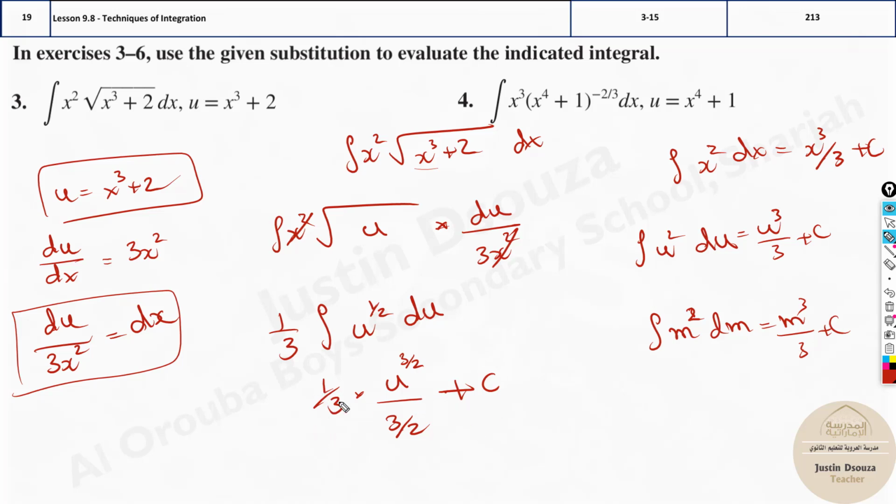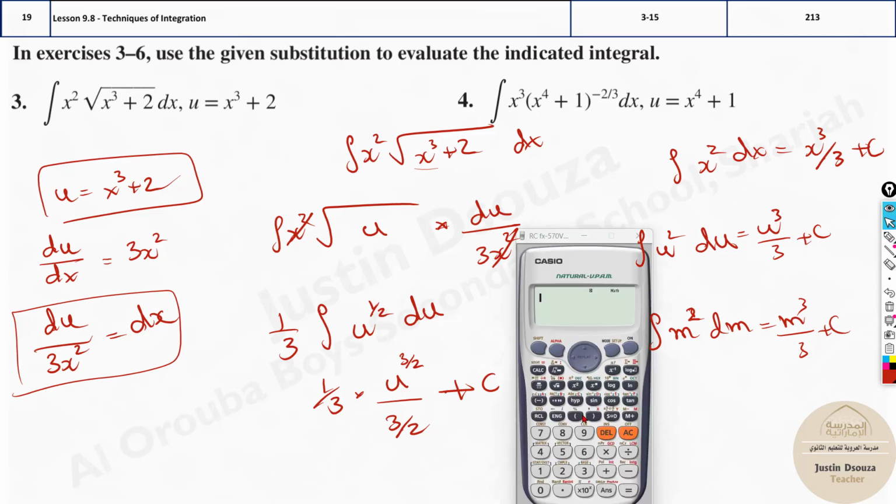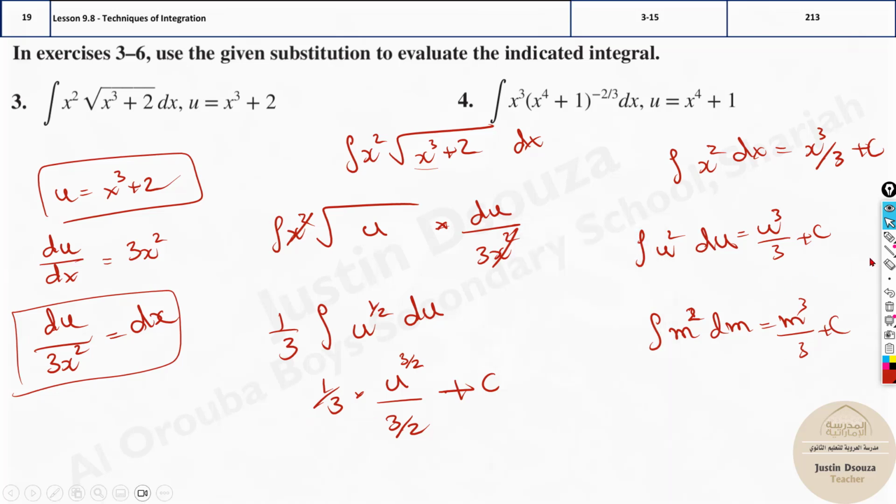If you're getting confused with the factors and everything, just put this in the calculator. 1 by 3 multiplied by, instead of u and stuff, put 1 divided by 3 by 2. Let me just show it to you. Here I will just type this fraction 1/3. That's an easy one. Multiply it with 1, it's fine. But here now there is again a fraction, so divided by 3 by 2. Now what is the answer we obtain? It's 2 by 9. So the final answer must be 2 by 9.